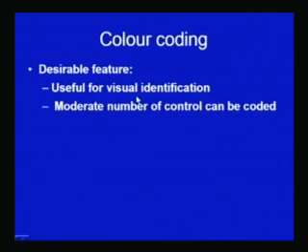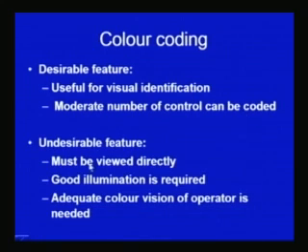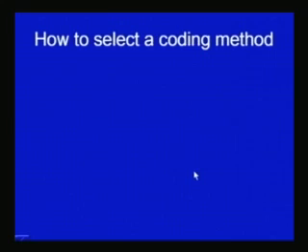Color coding is useful for visual identification, and a moderate number of controls can be coded by this method, but it is necessary that the codes are viewed directly, good illumination conditions are there, and adequate color vision of the operator is also needed for successful use of color coding.